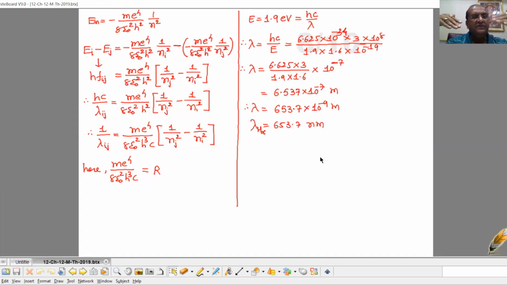Then if the transitions take place from the second, third, fourth, fifth orbit to the ground state, meaning n equal to 1, we get the entire Lyman series. Okay. Then if the transition takes place from the 4, 5, 6, 7 orbit to the third one, clear, then we will get the Paschen series. In this way, all the series obtained experimentally can be calculated with the help of this method of the energy difference between two energy levels of the transitions. Clear to all of you?